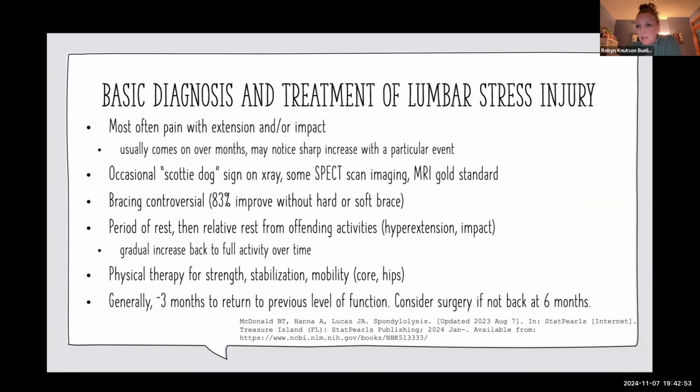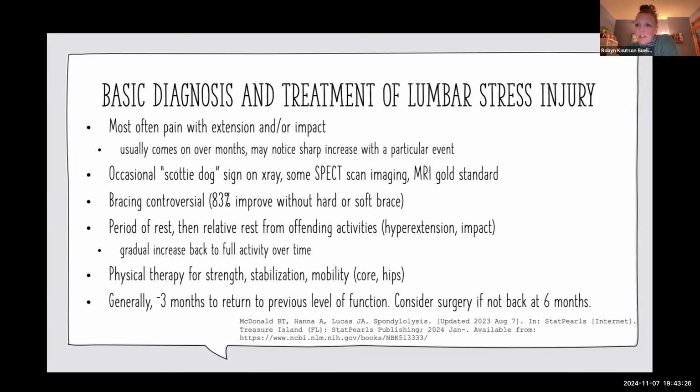So sort of the basics, because I know that nobody's going out and diagnosing and treating this tomorrow, but as a basic diagnosis and treatment of a lumbar stress injury in a figure skater, usually what you'll see is that they have pain with extension or impact. So either they're doing a lot of spins in a position where they arch their back, or they're having a lot of pain when they're landing jumps. Oftentimes this will come on over months where they feel achy and sore. Sometimes they'll notice a very sharp increase with a particular event, like they had a fall in a funny position or that sort of thing.